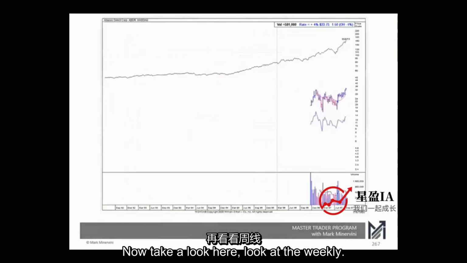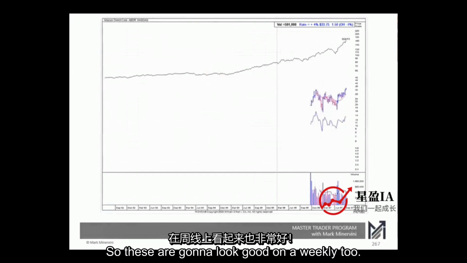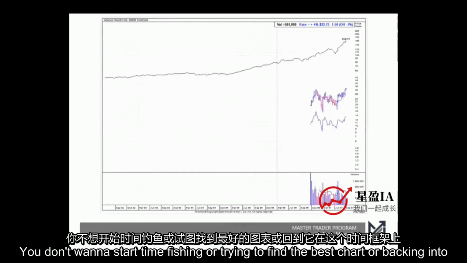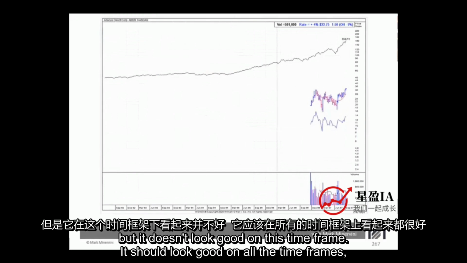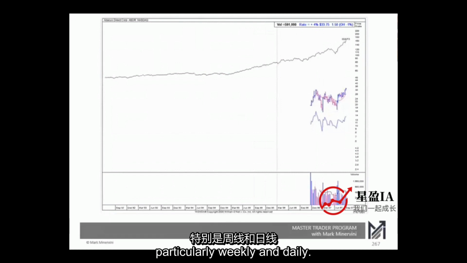Look at the weekly. So these are going to look good on a weekly too. You don't want to start time fishing or trying to find the best chart or backing into, okay, it looks good on this time frame, but it doesn't look good on this time frame. It should look good on all the time frames, particularly a weekly and a daily.